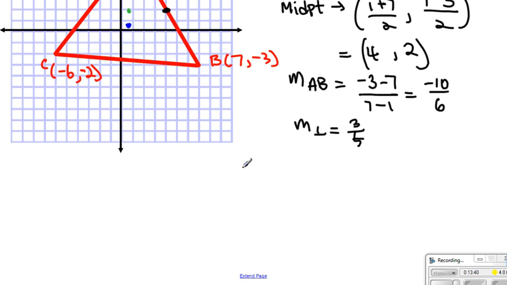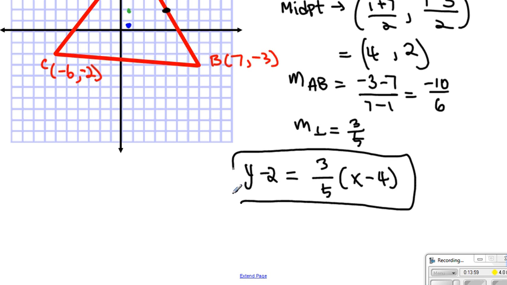So here, y minus 2, this came from the point value here, y value over there, is equal to 3 over 5, and then x minus 4. Now, this would be the equation of one perpendicular bisector.